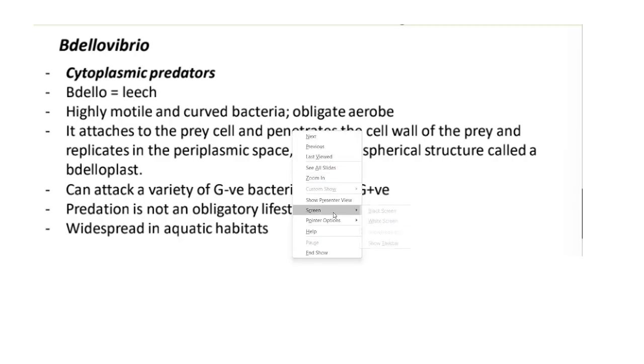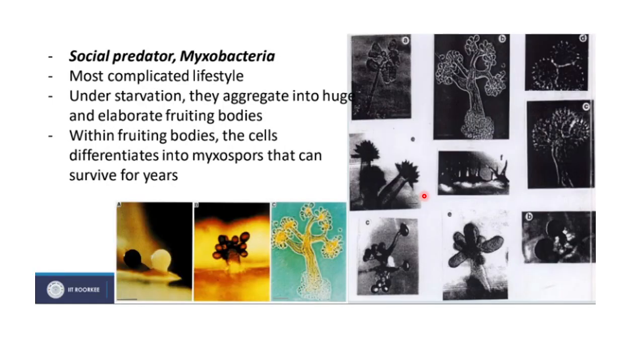So I think logically it's because gram-positive bacteria don't have a very prominent periplasmic space. That's why it's not able to attack gram-positive bacteria, but gram-negative bacteria have a very prominent periplasmic space, so it can attack a variety of gram-negative bacteria. So predation is not an obligatory lifestyle, but it still is a cytoplasmic predator, and it's widespread in most aquatic habitats. Next is social predator myxobacteria.